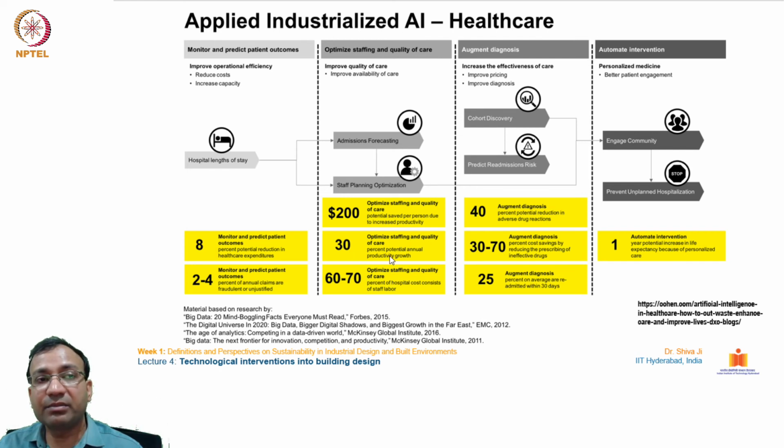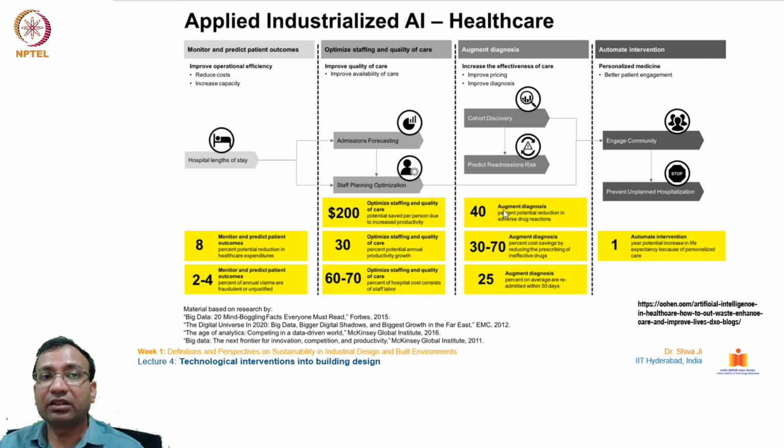Further on this, a 30% potential annual productivity growth can be achieved. Further, 60 to 70% of hospital cost consists of staff labor. So this can be minimized significantly, or at least optimized for a better output. So this modeling would be very helpful in optimizing the staff of the hospital.